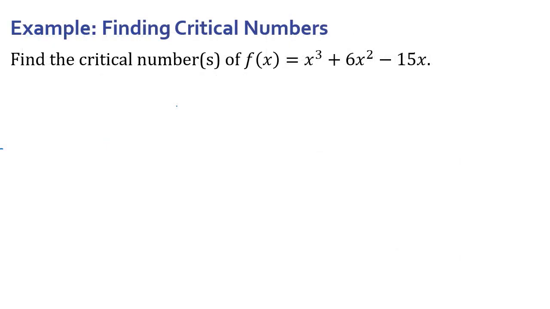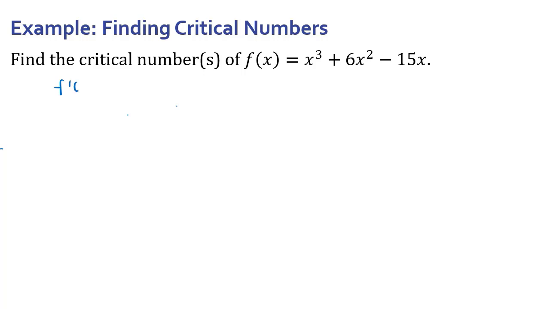So let's look at an example of finding critical numbers. Find the critical numbers of f of x equals x cubed plus 6x squared minus 15. So we define critical numbers as the values where the first derivative either equals 0, or the first derivative is undefined. So the first thing that we need to do is find that first derivative.